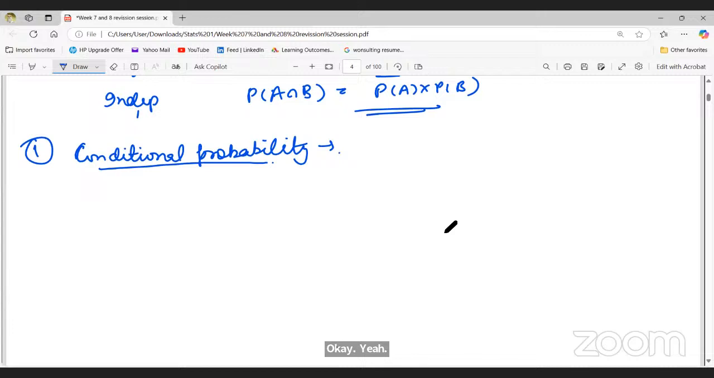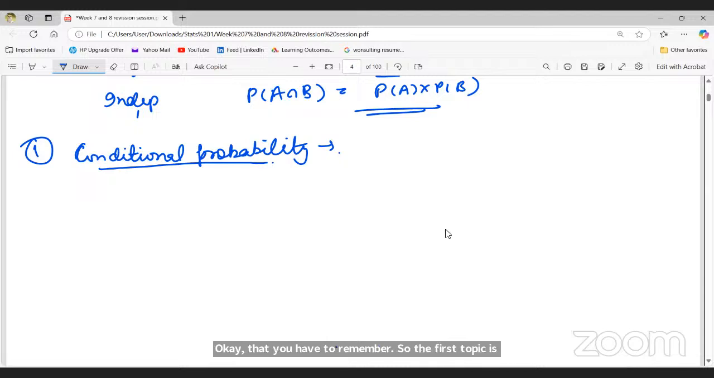In week 8, we will be learning about conditional probability, the multiplication rule, independent events, the law of total probability, and Bayes' theorem. These are the topics that you have to remember. The first topic is conditional probability.